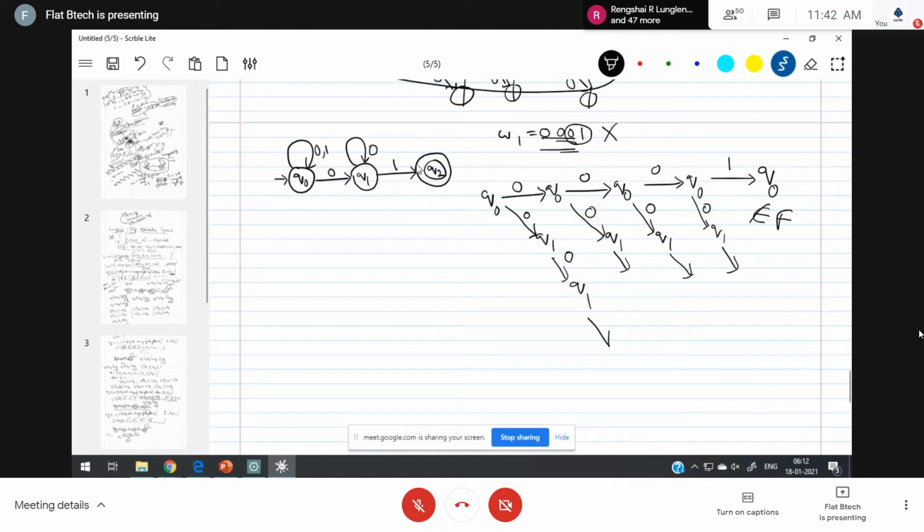Now next, how many zeros? 3 zeros. Next again 0, same it will be Q1. Next one is 1. So if it is 1, then it is Q2. Now this Q2 belongs to final state. Hence 00001 is being accepted by this machine.